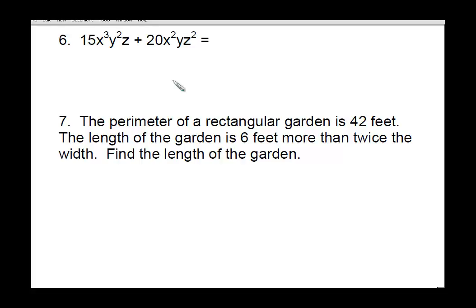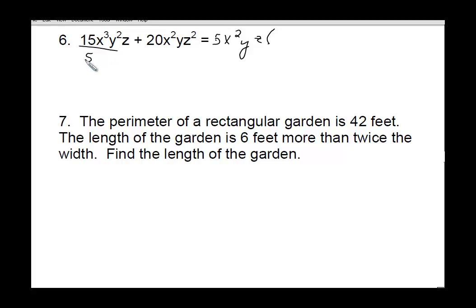Alright, we're going to go greatest common factor, 15 and 20, 5 times 3, 5 times 4. So my greatest common factor is 5. Then you look and you have 2 x's in both of them. So 5x squared. You have a y in each of them, at least one y, and you have one z in each of them. So that's your greatest common factor.